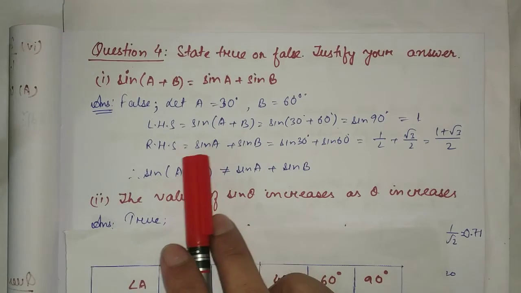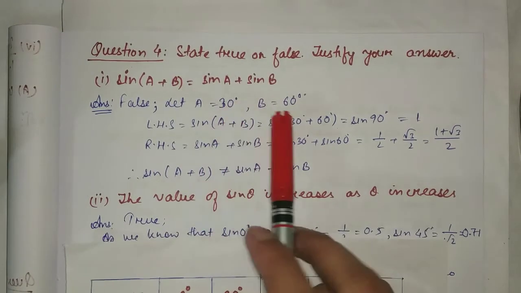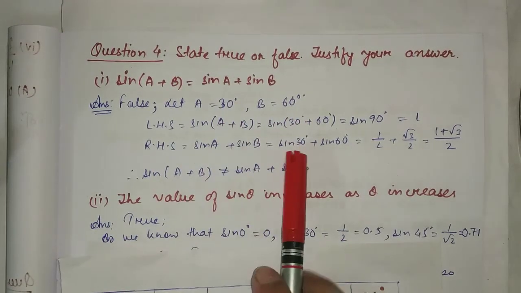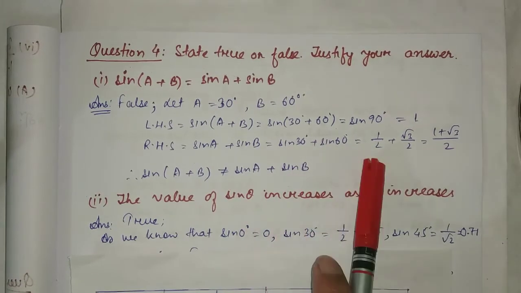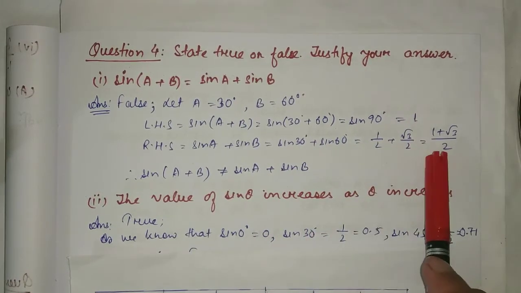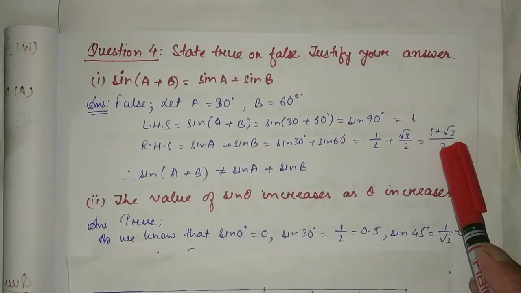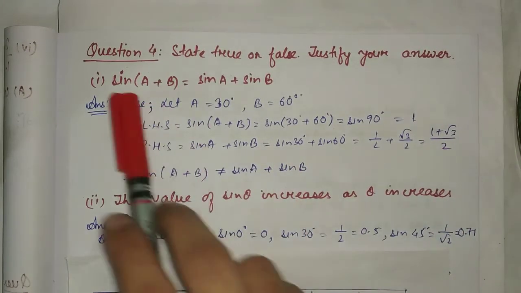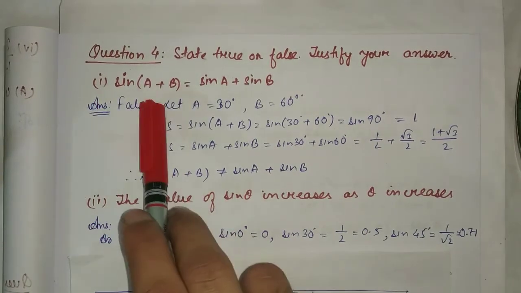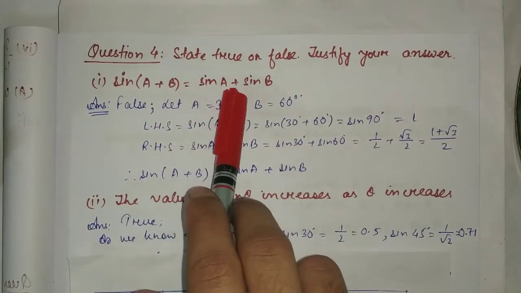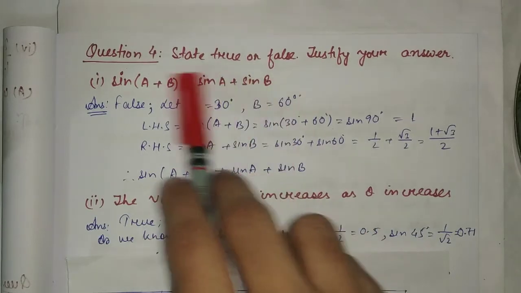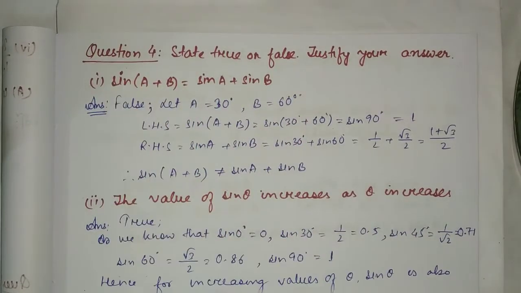And in the RHS, when we put the value of a equal to 30 and b equal to 60, we find sine 30 plus sine 60 equal to 1 by 2 plus root 3 by 2, which is equal to 1 plus root 3 by 2. Now 1 and 1 plus root 3 by 2 are not the same, so sine of a plus b is not equal to sine of a plus sine of b. So this statement is false.